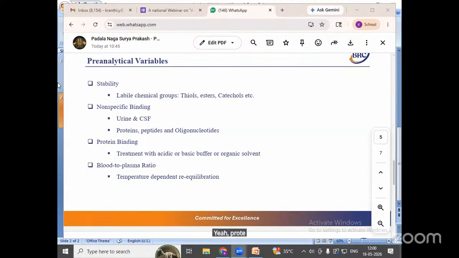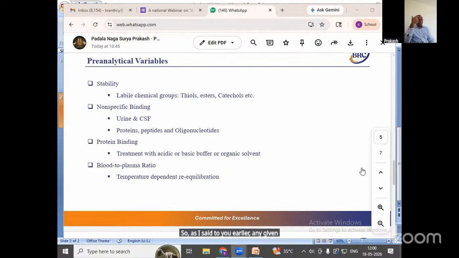Protein binding. As I said earlier, any given drug molecule generally exists in two forms.